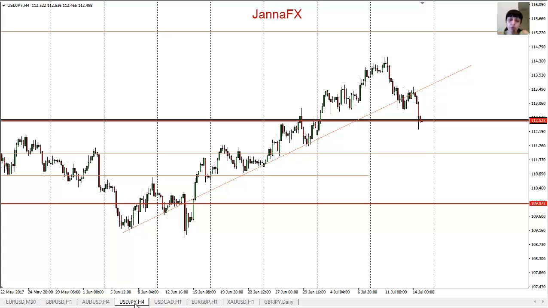Dollar yen I didn't really touch at all because I didn't like how it was prepared. I had this level which actually could have been used. We had some consolidations around this area, a little bit of a drop and then a little bit of correction around here, so it could have been used for placing the sell orders. It could have been buy and sell orders, but sell orders are better, of course, because we had the uptrend and then it started to go down.